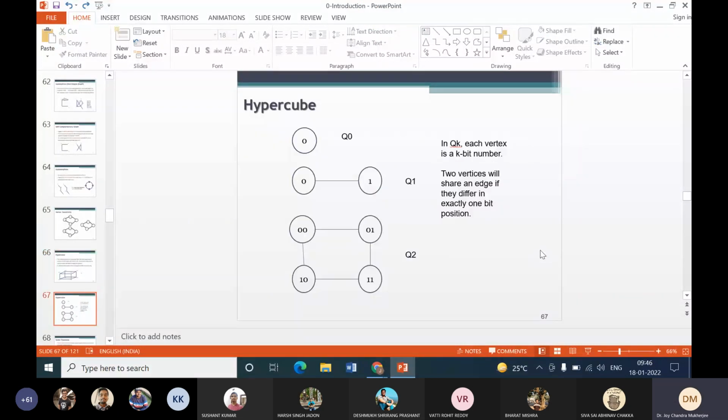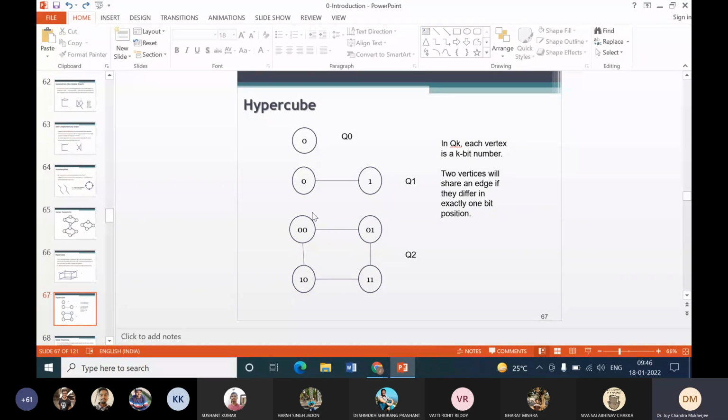So what is Q0? Q0 has a single vertex, 0, because it has 2 to the power 0 vertices, and 2 to the power 0 is only one vertex. Then you have Q1, it has two vertices 0 and 1, and there will be a single edge because 0 is flipped to 1. Now you have to create Q2. How do you create Q2?